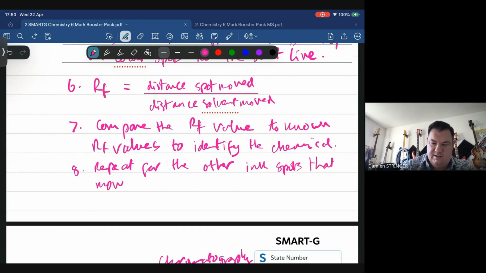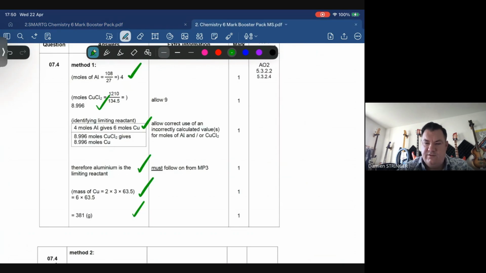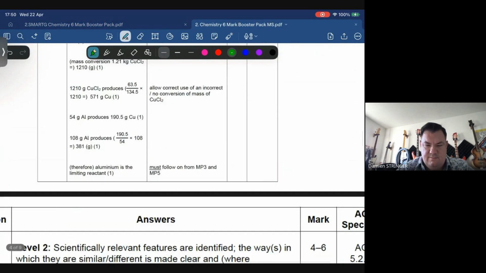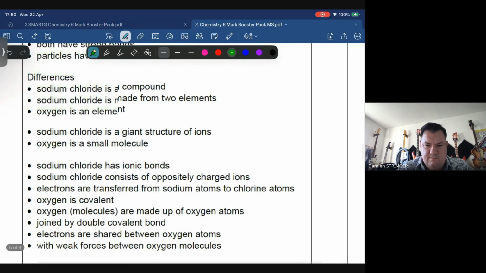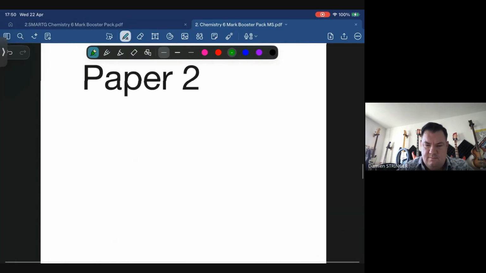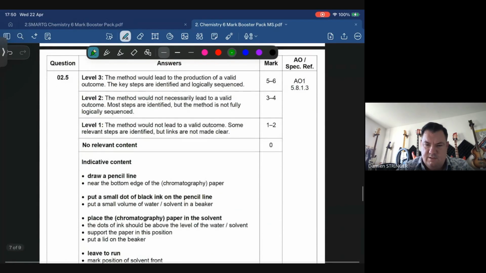And I think, can you do any more for that? What are we thinking? Is there any more than that? Let's have a look then. So late to the production of a valid outcome. I think we're in 5-6 territory.